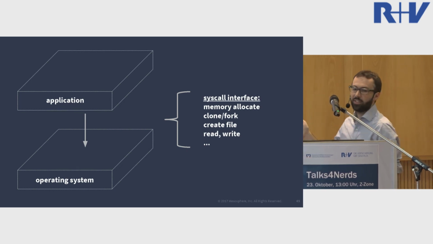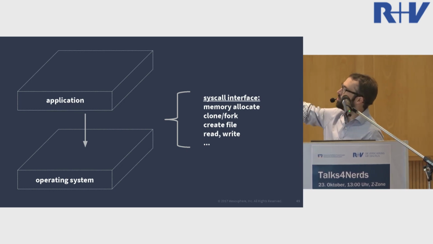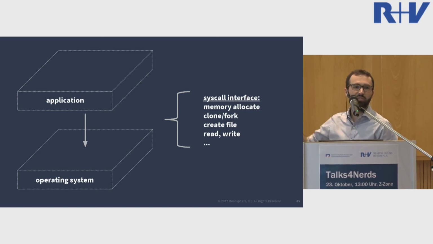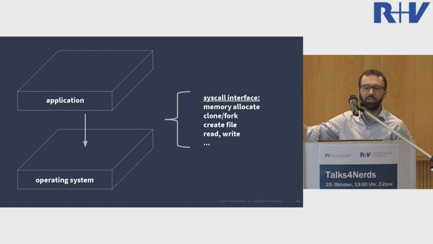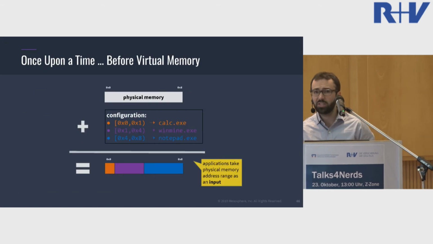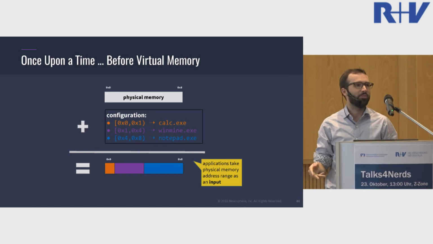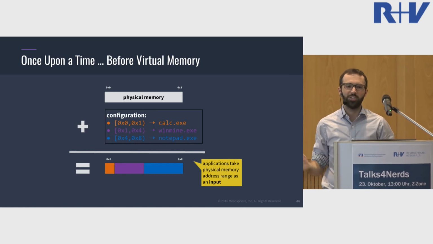The application effectively has this interface between itself and the operating system, what we call the syscall interface, which provides all this functionality for the application to be able to effectively operate itself, to do what it needs to do, right? Now, this didn't always exist. Just like it doesn't exist today for a lot of distributed systems and distributed applications, this didn't always exist.